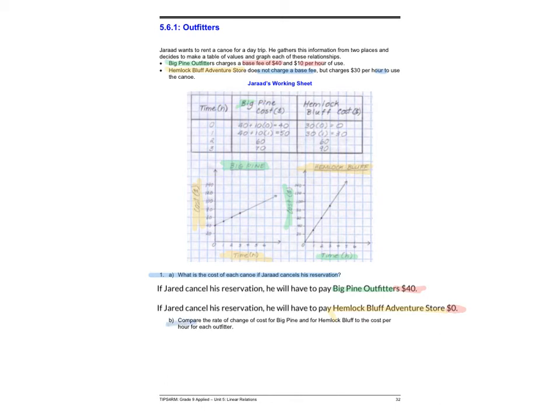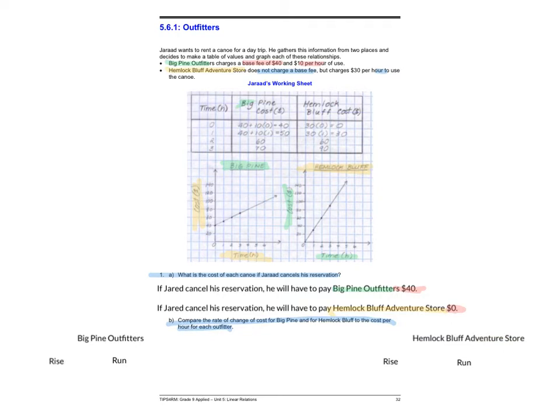Question B asks us to compare the rate of change of cost for Big Pine and Hemlock Bluff to the cost per hour of each outfitter. So we've learned in the past that our rate of change is a comparison from one point to another, and that we find it by taking our rise and our run. We can do this for both of our questions. I'm going to write them out on our board, and then we can take a look at our rate of change.